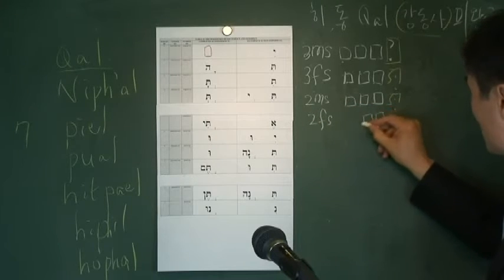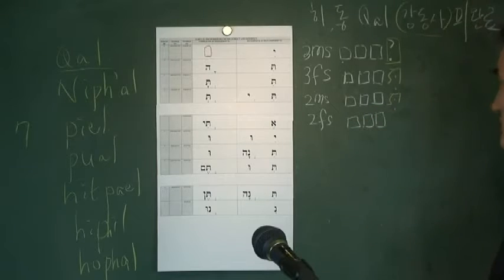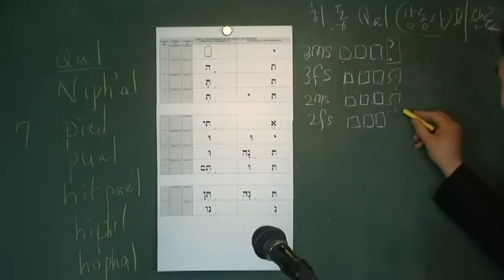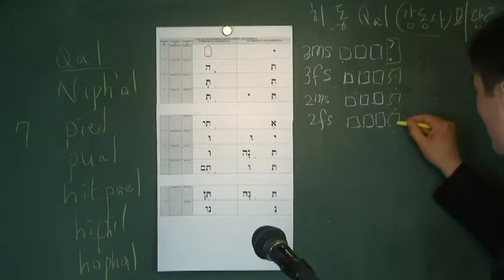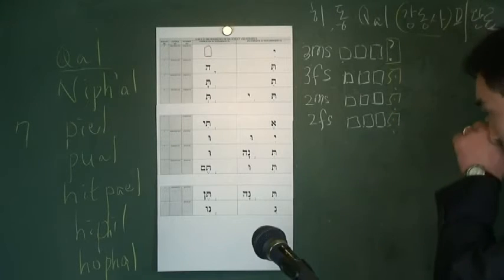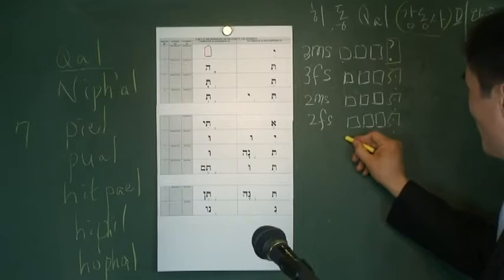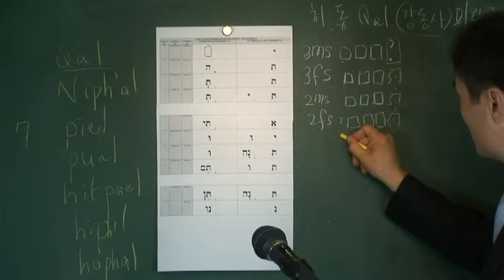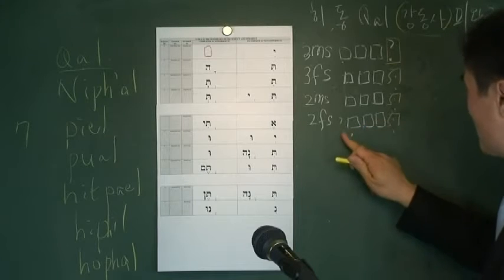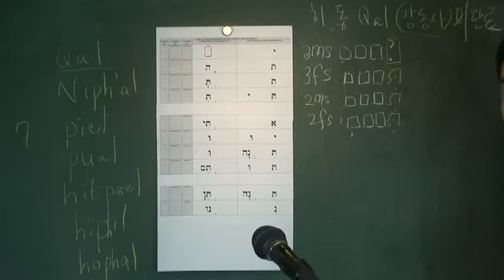Next, the second person feminine singular. The second person feminine singular has both a prefix and a suffix. T is the prefix, and E is the suffix.